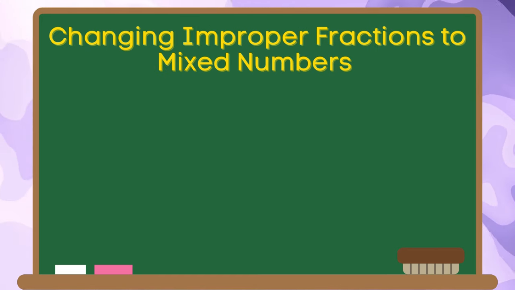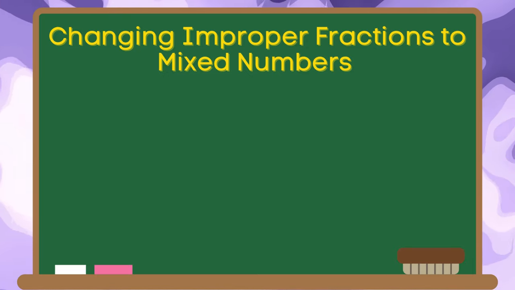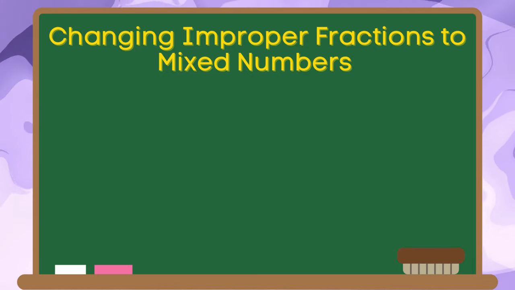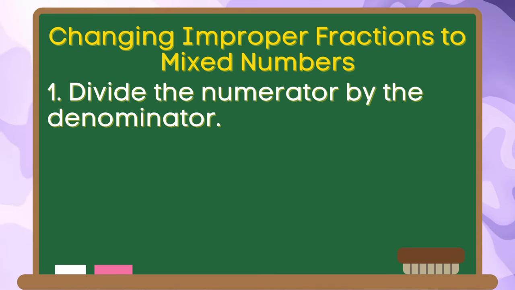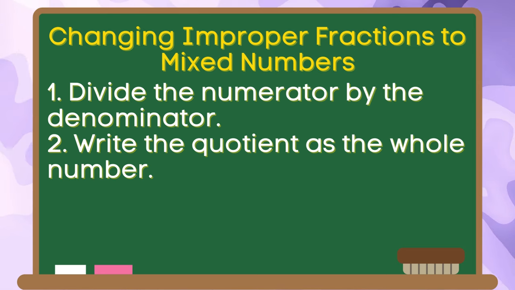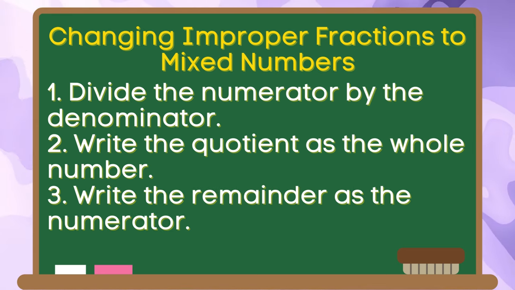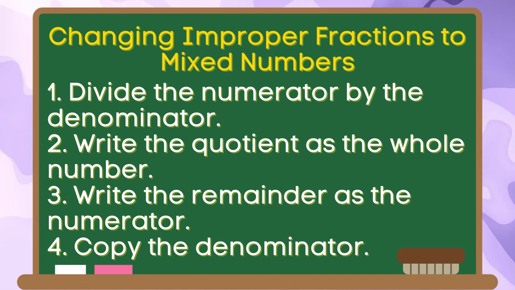For us to change improper fractions to mixed numbers, here are the steps to follow. First, divide the numerator by the denominator. Second, write the quotient as the whole number. Third, write the remainder as the numerator. And lastly, copy the denominator.